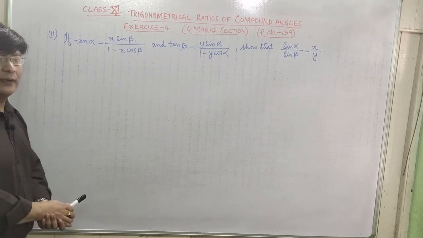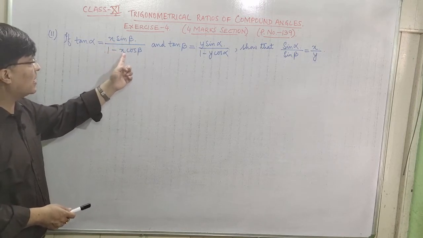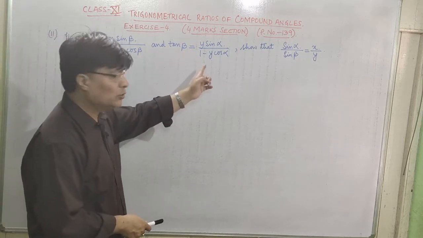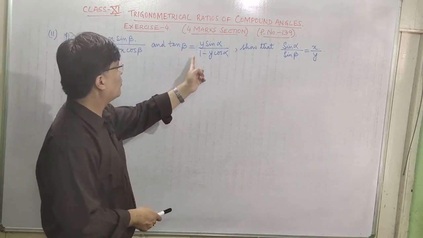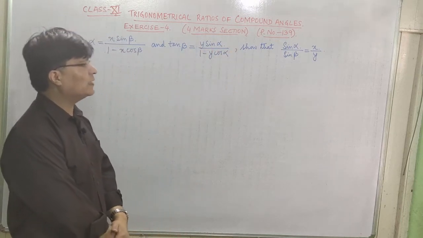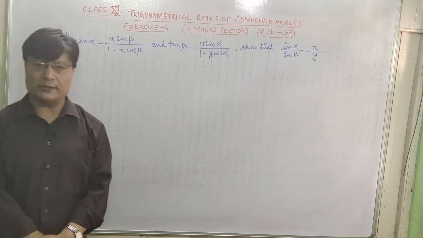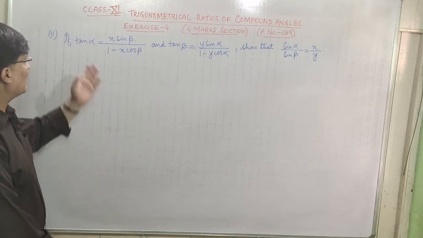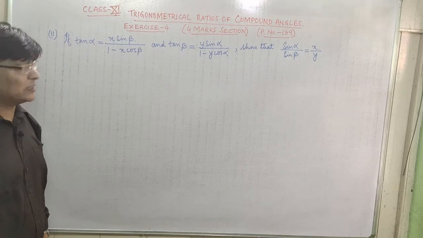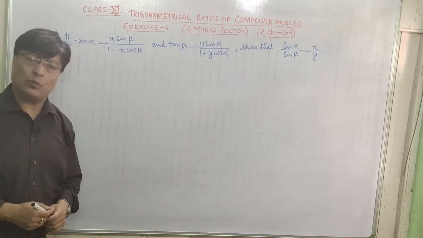So if tan alpha is equal to x sine beta divided by 1 minus x cos beta, and tan beta is equal to y sine alpha divided by 1 minus y cos alpha, you have to prove that sine alpha divided by sine beta is equal to x upon y. So how can you prove it? In this case, the values of tan alpha and tan beta are given in terms of x and y respectively. And you have to prove sine alpha by sine beta is equal to x upon y.